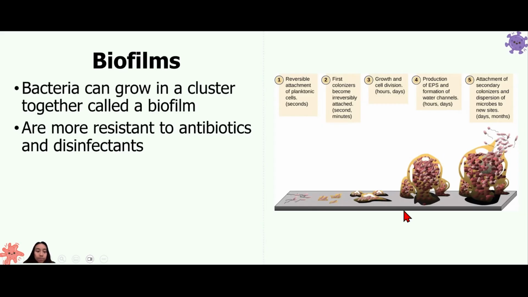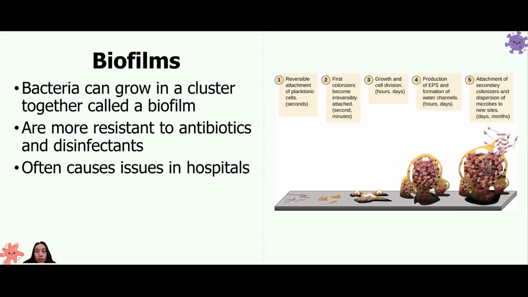Now, what's interesting about biofilms is that typically speaking, the bacteria that are living in a biofilm are more resistant to antibiotics and disinfectants simply because they are growing together and kind of protecting each other. And like I said, they start to produce this kind of like layer, a protective layer of proteins and lipids and carbohydrates that kind of just shields them from the outside.